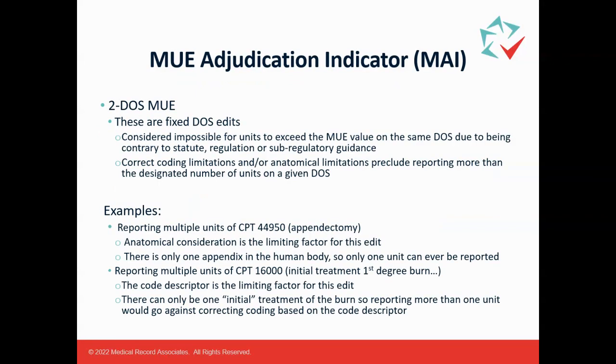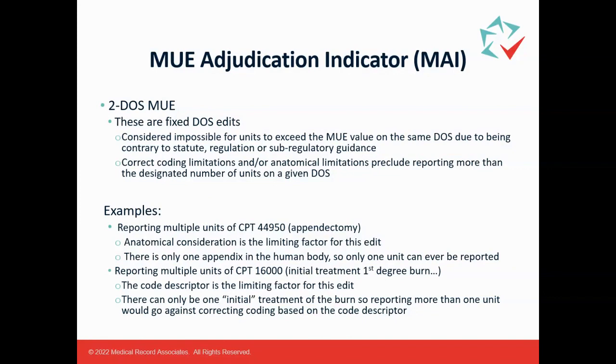An MAI of 2 is a data service MUE, and these are fixed data service edits. So with these edits, it is considered impossible for the units to exceed the MUE value on the same data service due to being contrary to statute, regulatory, or sub-regulatory guidance. Correct coding limitations and/or anatomical limitations would also then preclude reporting more than the designated number of units on the given dates of service.